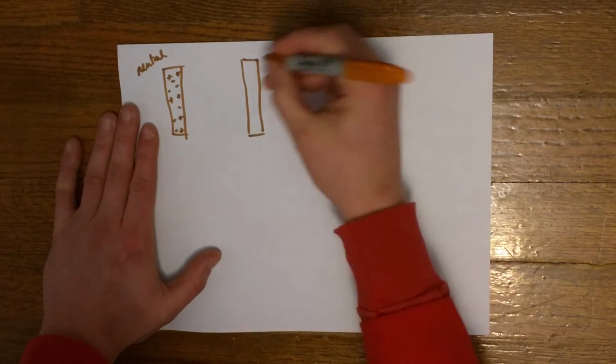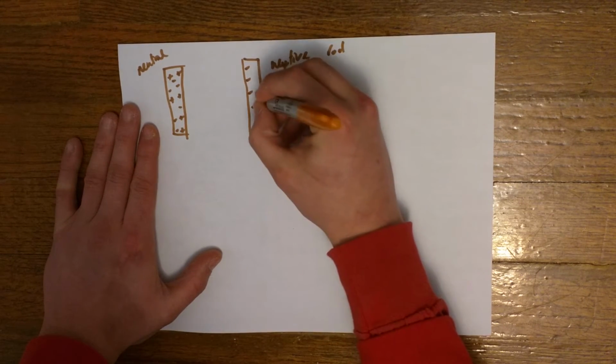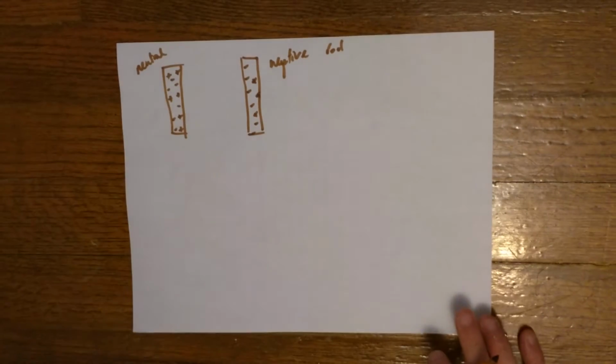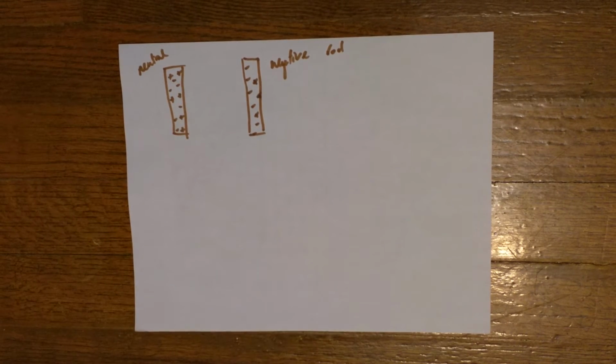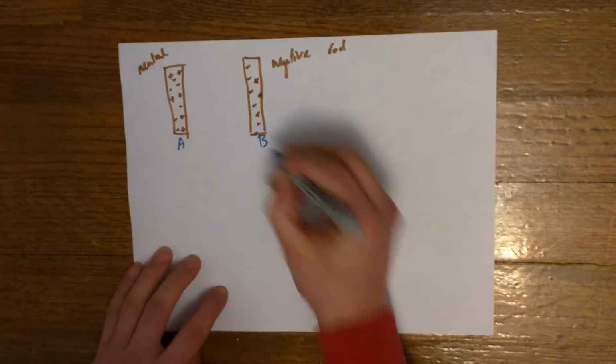And what do I know about this? Let's put all of my electrons here. I'll put 3 positive charges. Okay. So what would happen to these two rods? Well, I'll label them A and B just so this is easier to talk about.